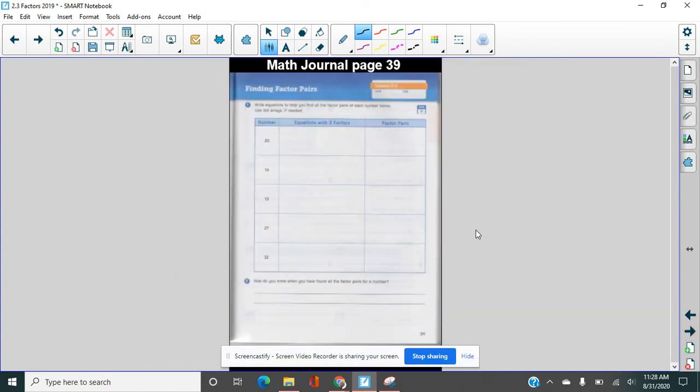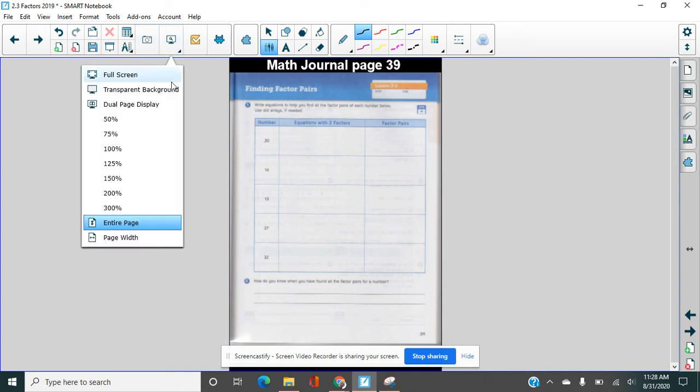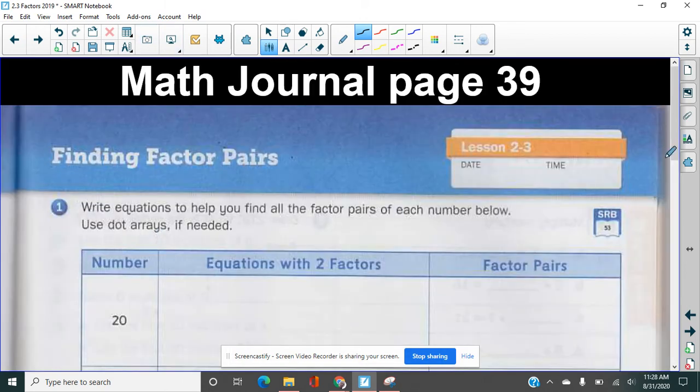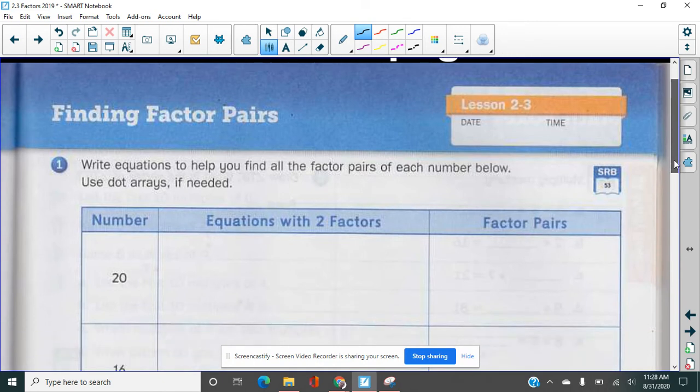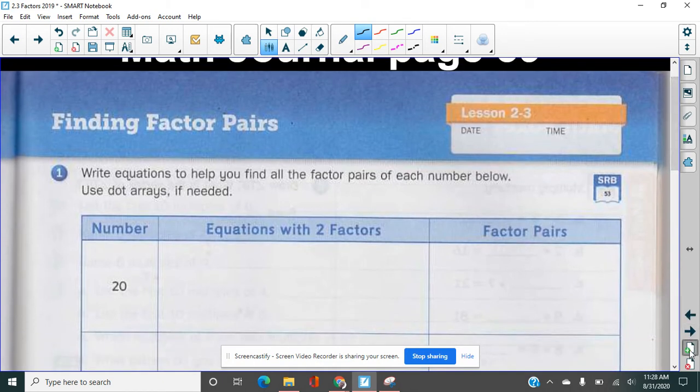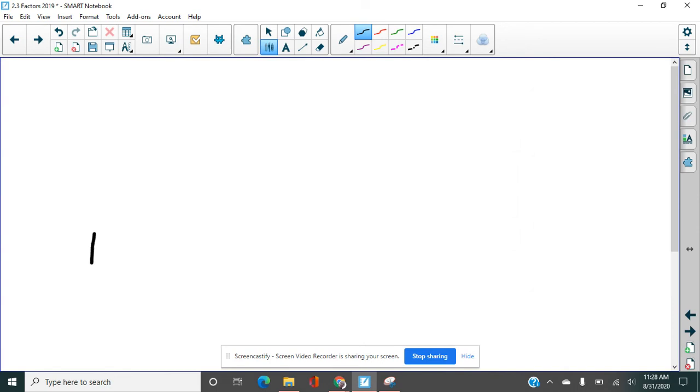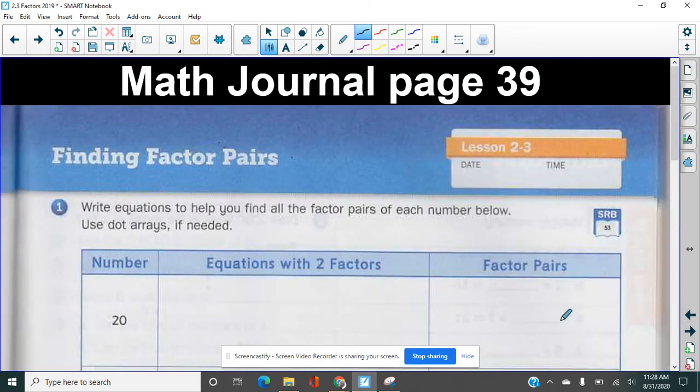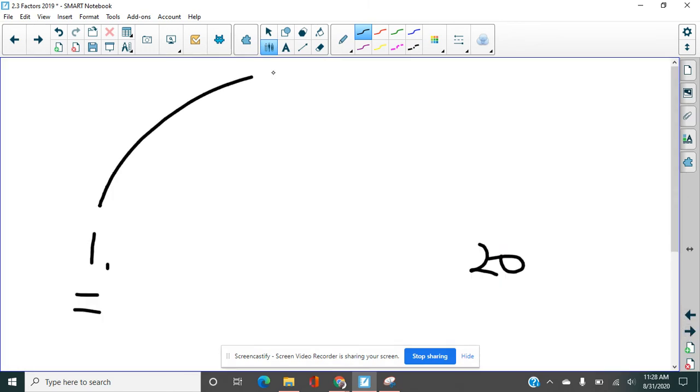All right, now I'm going to have you try one in your math journal page. So go ahead and open up to math journal page 39. Now let's make it bigger for us to be able to see. So the factors of 20. I like to draw the rainbow after I put my first factor here. 1 is always a factor. Always start with 1 and the number 20. Why did I pick 20? Because we're trying to find factors of 20 here. So 1 times 20 equals 20.